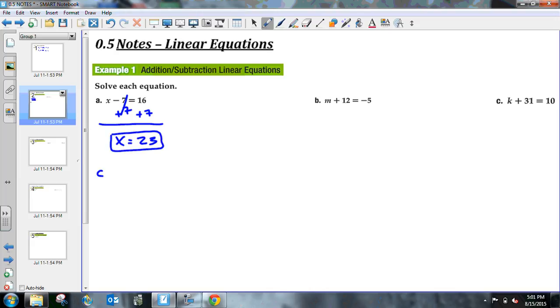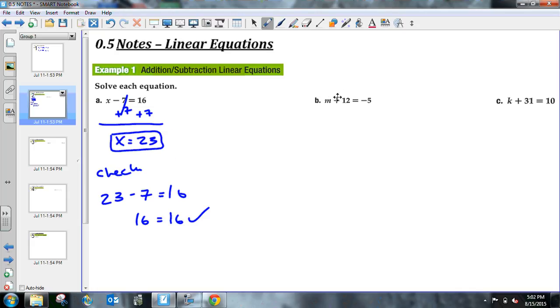And so then you can check that by substituting 23 in for x and doing the math. So if I take 23 minus 7, do I get 16? Okay, 23 minus 7 is 16. 16 equals 16. That is a true statement. That works. Okay, so this is a solution. All right, so this is something that we've got to be able to do quickly. Let's look at part B.